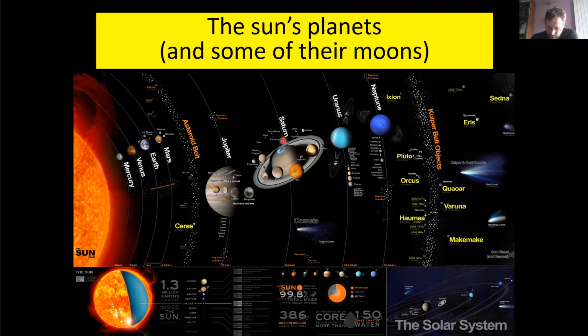So again, basically the solar system: Mercury, Venus, Earth, Mars, the rocky planets, or the terrestrial planets, and then the 4 Jovian planets, Jupiter, Saturn, Uranus, Neptune.